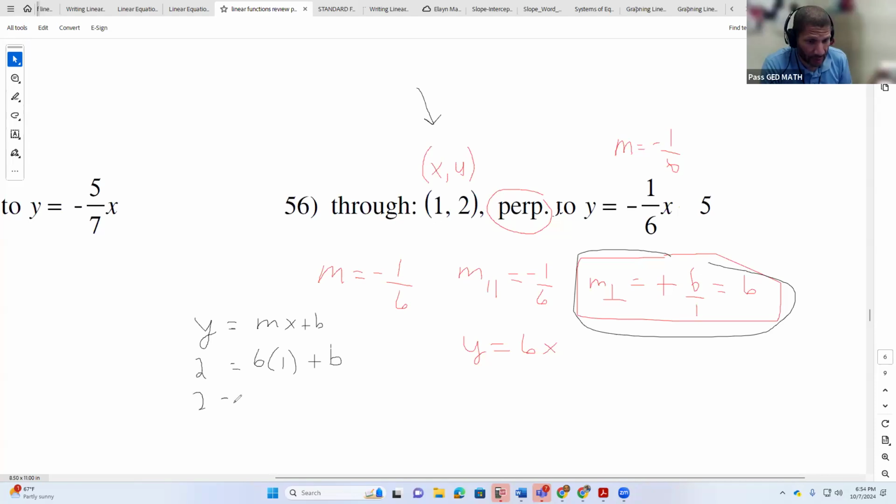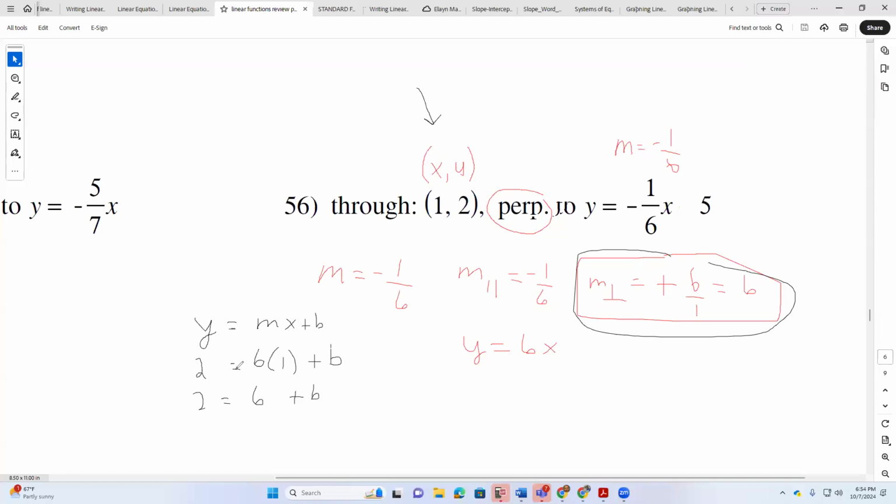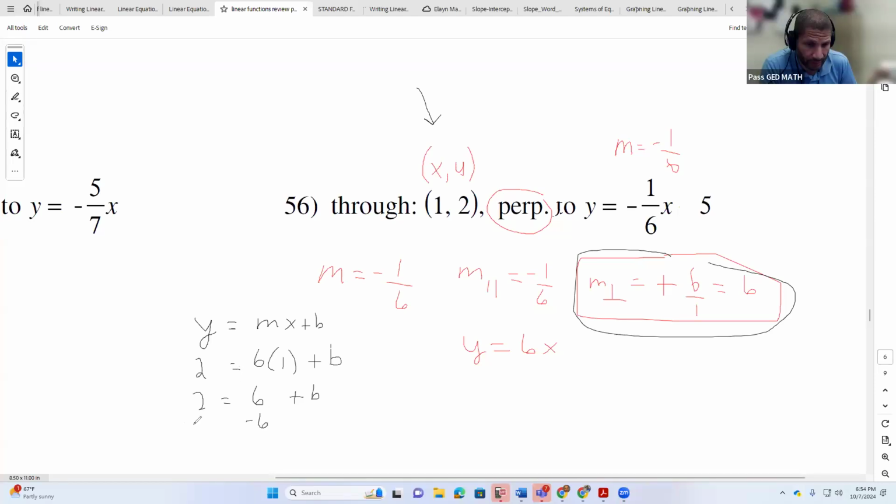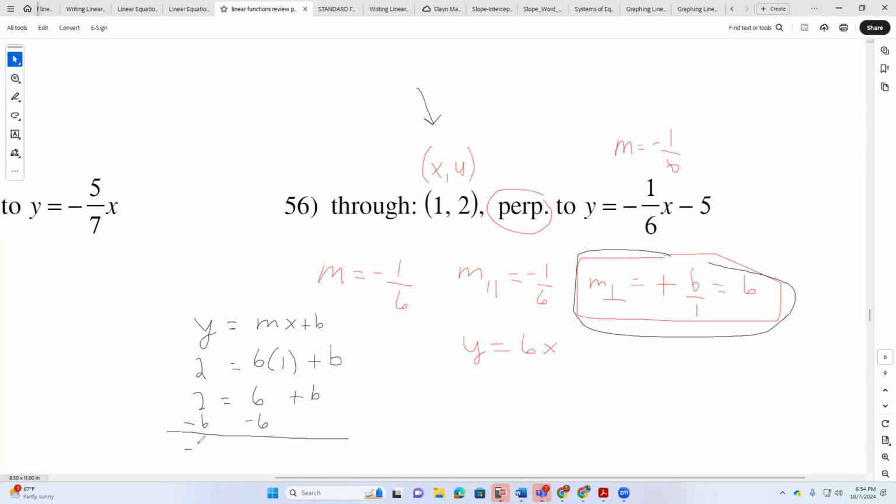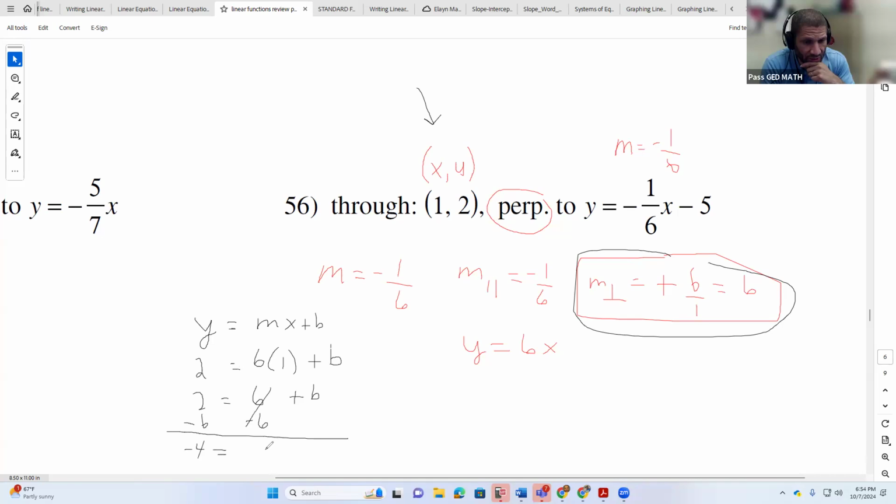2 equals 6 plus b. In order to get b by itself, what do I need to get rid of? 6, negative 6 on both sides. What is minus 6 plus 2? Negative 4. Bring down the equal sign. The 6's cancel. Bring down the b.